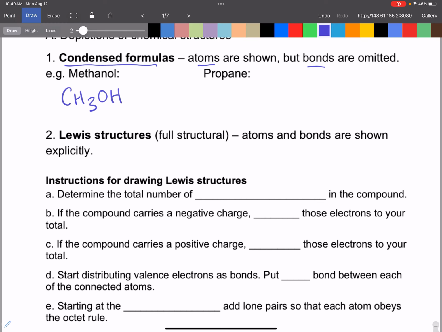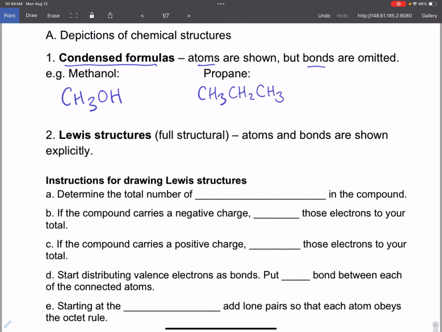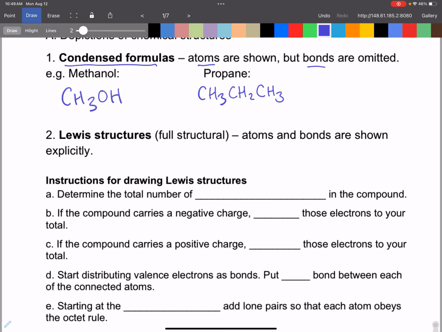So another example would be something like propane here, which is CH3, CH2, CH3. So again, leaving out the bonds, but the way these are linked together gives us some clues about the structure. So those are condensed formulas, and we're definitely going to see those and use those in this class. There's also Lewis structures, which many of you should have gotten to in your previous chemistry experiences. And this is now where we're going to show both the atoms and the bonds directly or explicitly. We're not going to imply them.